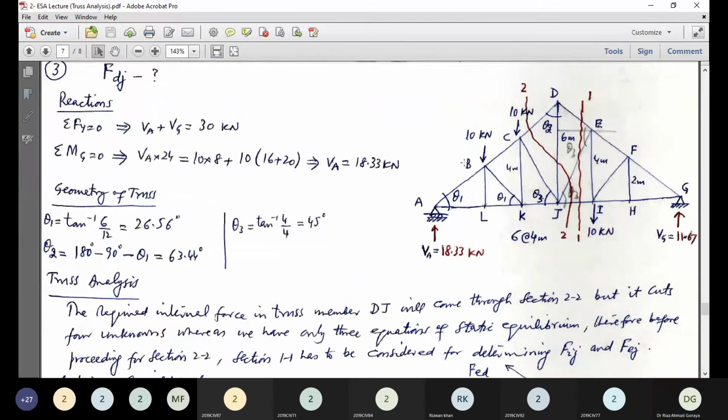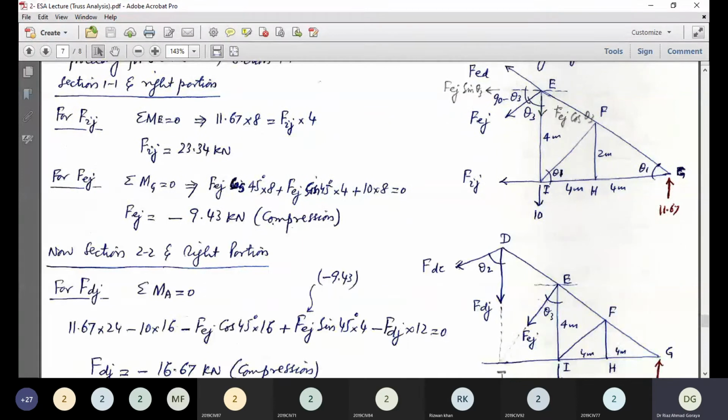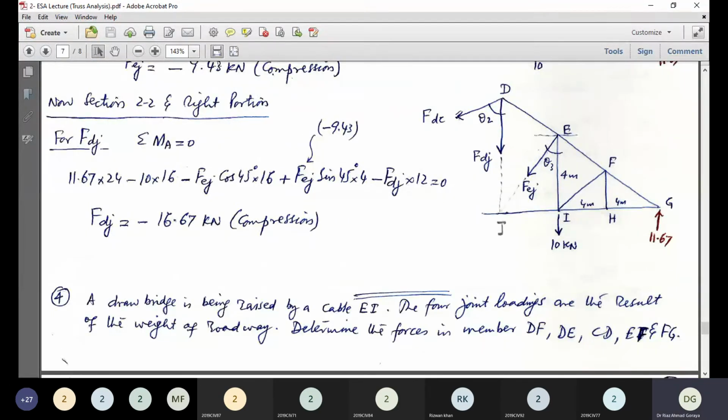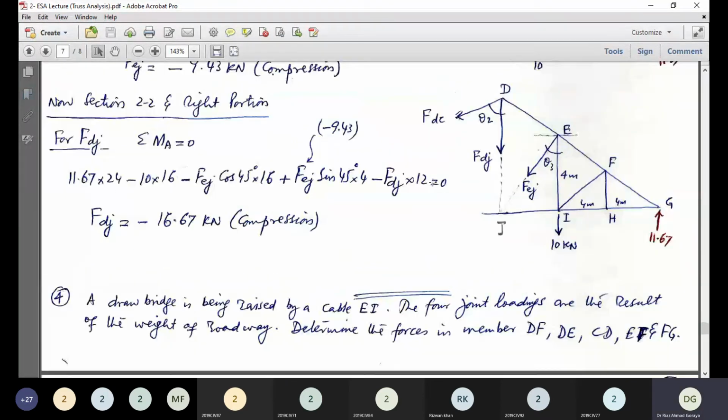Now for section 2.2, in which we have to determine the force in member DJ. Again, we will consider the right portion. So for FDJ, this one, A, which one is here, this one, वो actually इसमें show नहीं हुआ. So A is the appropriate moment center.